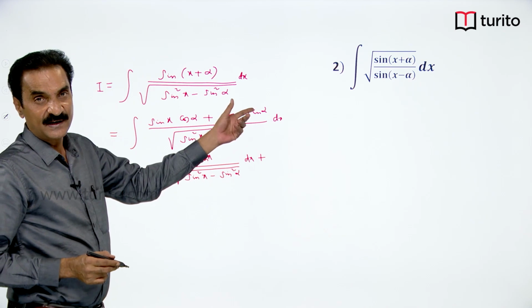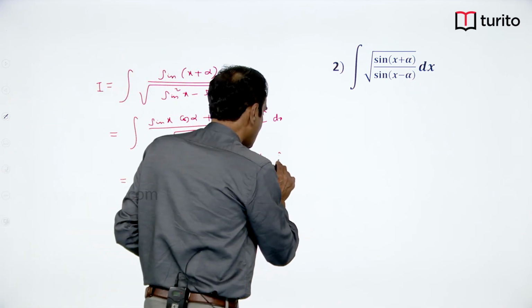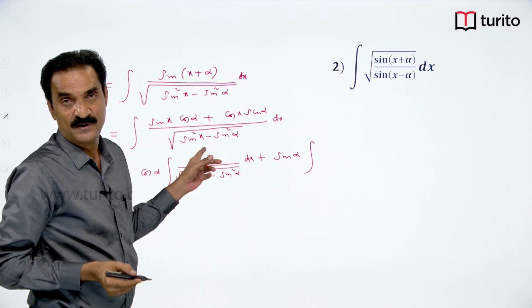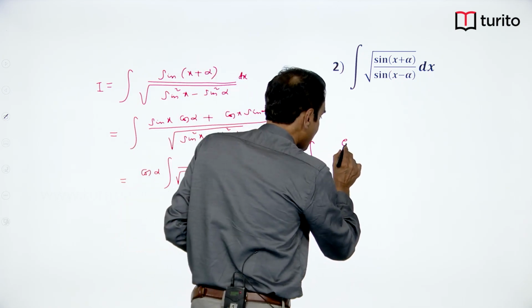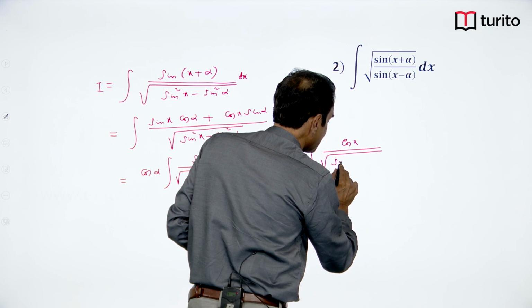in the second term sin alpha is constant, so take it out. Sin alpha integral cos x by root over sin square x minus sin square alpha.